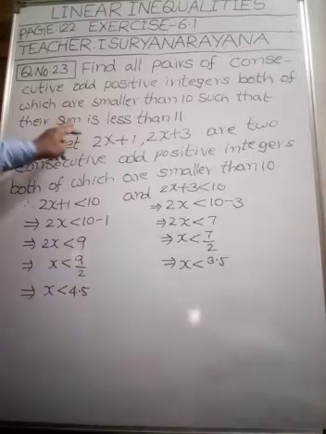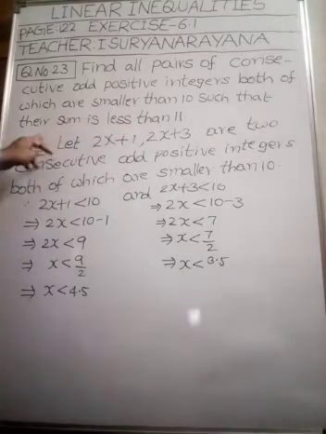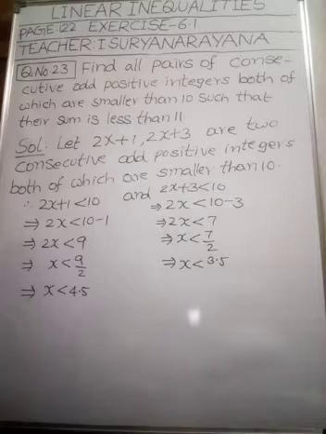Now what is given? The sum of the two numbers is less than 11. So let us take the sum of the two numbers.